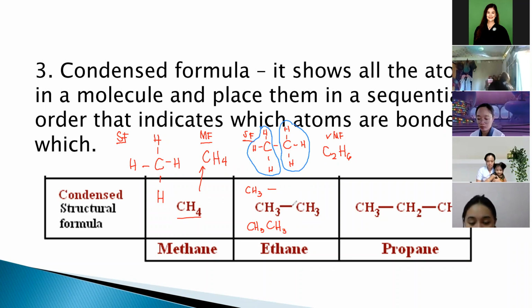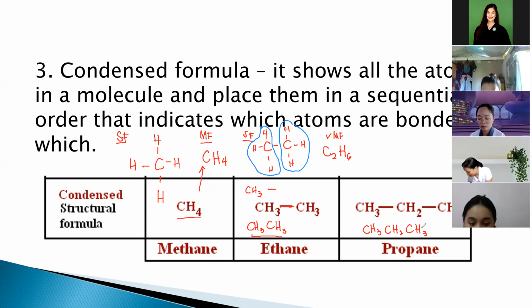So parehas pa rin yan, ha. Either you write a bond between one group and another group or pwede mo na silang ipagtabi kung single bond lang naman talaga sila. Pwede na hindi ipakita ang bond. This is still called a condensed formula. Okay? Kagaya din ng propane, pwede mo siyang isulat na CH3, CH2, CH3. Condensed formula pa rin ang tawag dyan.